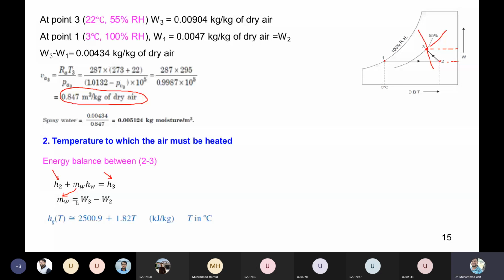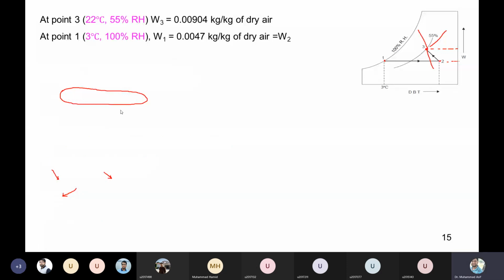Excuse me, sir. Could you repeat why we use the formula again? Which formula? R_a T_3 over P. This one? Yes, sir, this formula. Okay.